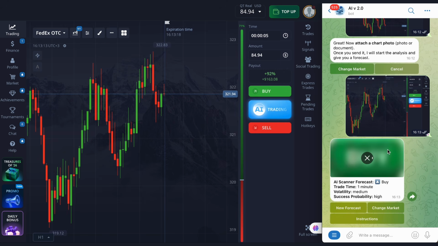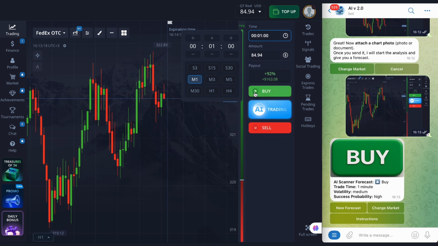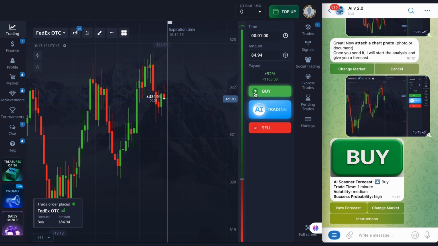Studying candlesticks, it is gonna be a 1 minute buy, setting my timer on 1 minute, executing a buy order as predicted by our AI screener. As we can see from the prediction, AI screener version 2.0 predicting this to be a buy, 1 minute, volatility level medium, success probability said to be high. So we're gonna hold on tight and see how this is gonna play out, ladies and gentlemen.